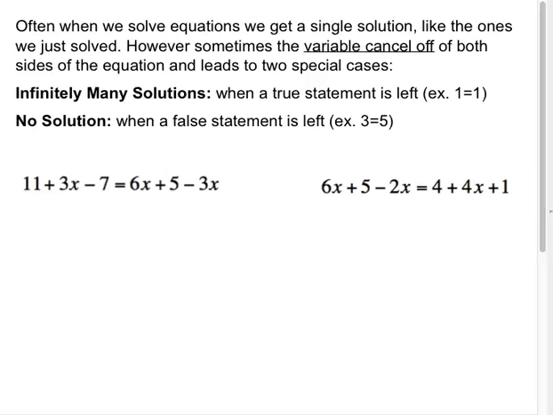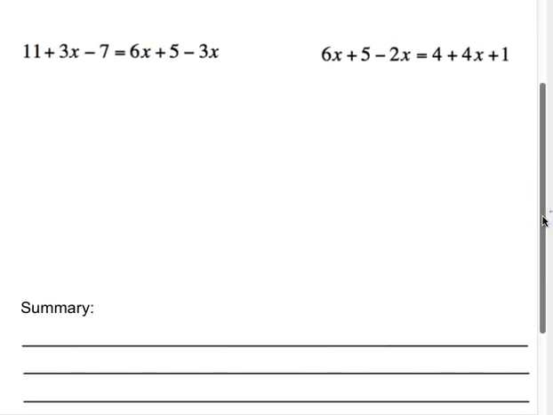All right. Now, here is getting at the 2 special cases, okay? So when we're solving equations, usually we get one answer, okay? We get the number that x equals or y equals or whatever variable we're talking about. But sometimes there are 2 special cases. This happens when the variable cancels off, okay? So when the variable cancels off, what ends up happening is a situation of infinitely many solutions or no solution, okay? So let me give you examples of what that looks like, okay?